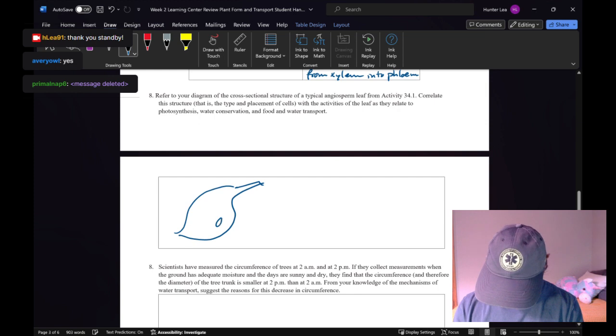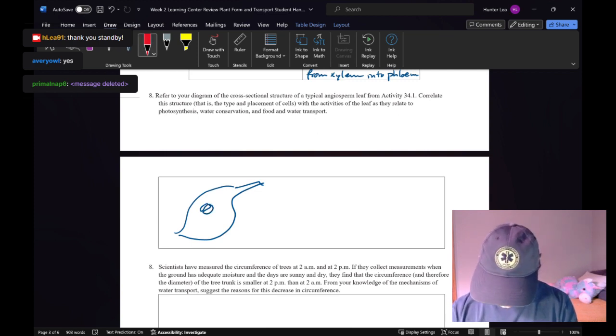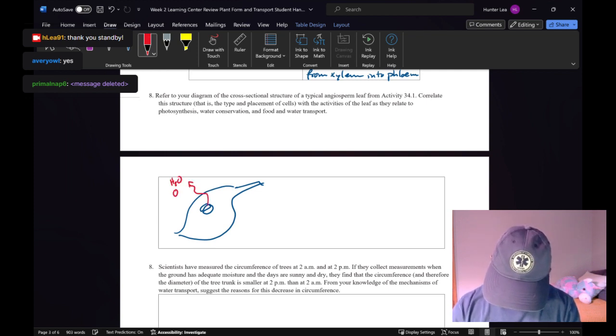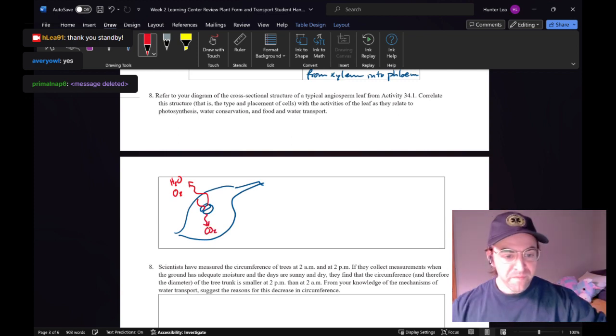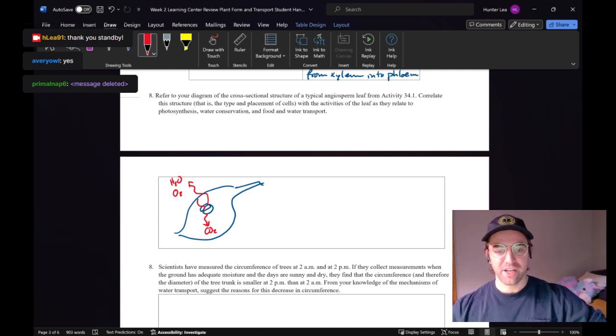So we've got stomata, which have these, actually, I'm going to make this very oversized. Stomata have these guard cells. Water vapor and oxygen can diffuse out, and CO2 can diffuse in. It's the water loss through the stomata that generates the transpirational pull on the xylem. Right?